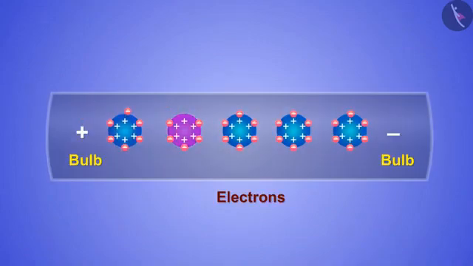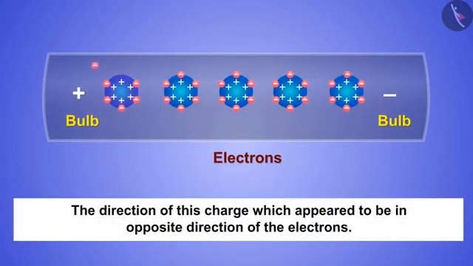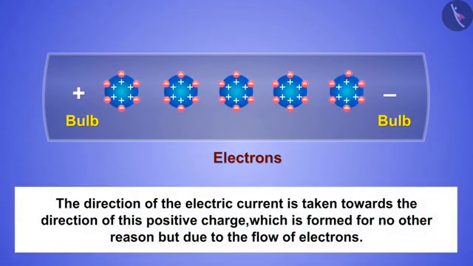Due to the flow of electrons, a positive charge is generated in the metallic wires. The direction of this charge appears to be opposite to the electrons. Here, the direction of the electric current is taken towards the direction of this positive charge, which is formed for no other reason but due to the flow of electrons.